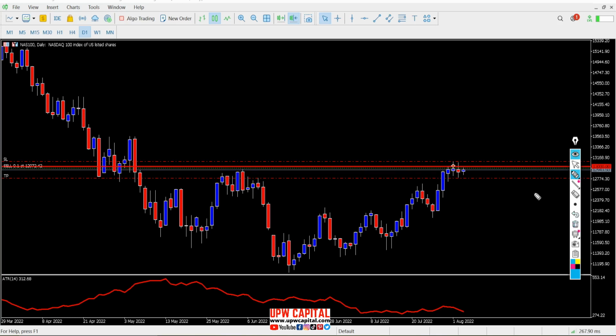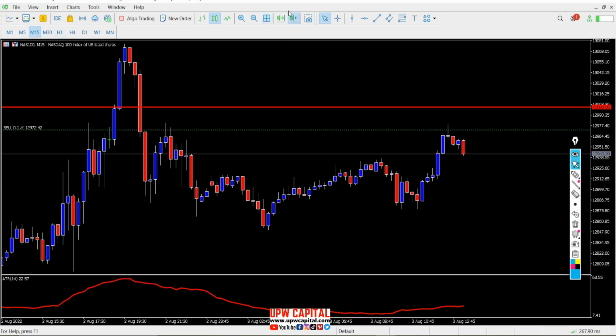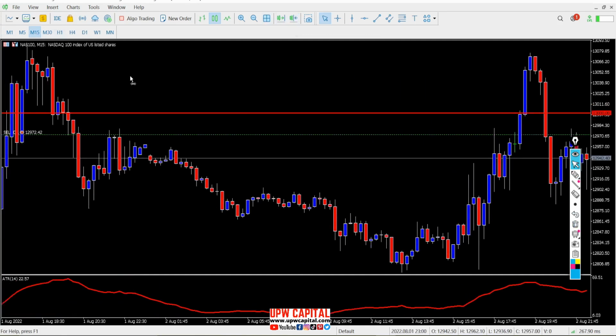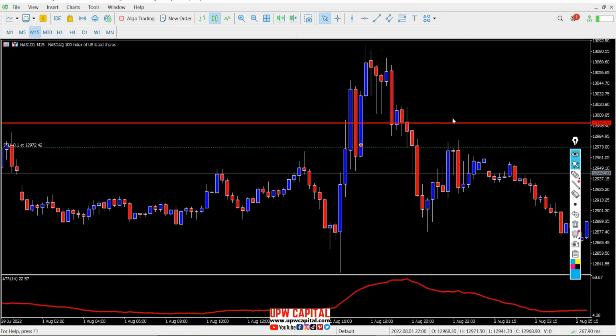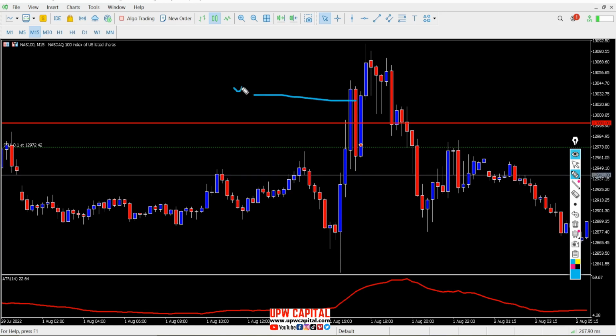Let us move to the 15-minute chart. I want to show you the exact entry and the technique that I used. At the 13,000 level, we've formed this engulfing bar right here. We can call it Y. Entry right here. I got filled at this level right here. It doesn't matter.